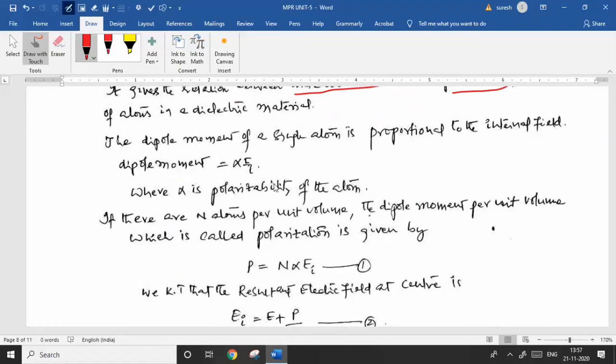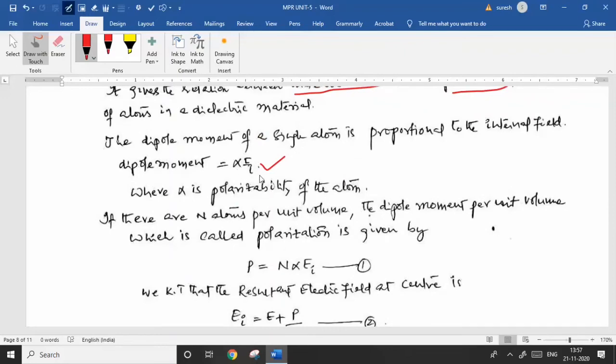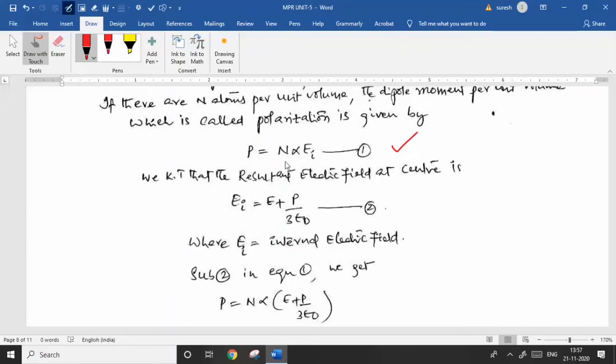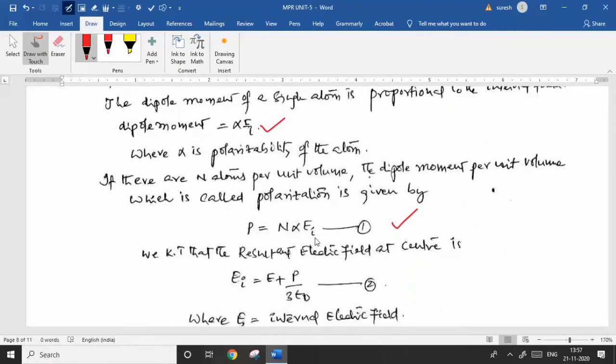The dipole moment of a single atom is proportional to the internal field, which I can represent as alpha into EI. So what is alpha here? Polarizability of the atom. What is EI here? Internal electric field. Suppose there are capital N atoms per unit volume, the dipole moment per unit volume is called polarization. So I simply multiply this alpha EI with capital N, and I get equation 1: P is equal to N into alpha into EI. What is P? Polarization. What is N? Number of atoms per unit volume. What is alpha? Polarizability. And what is EI? Intensity of internal field.